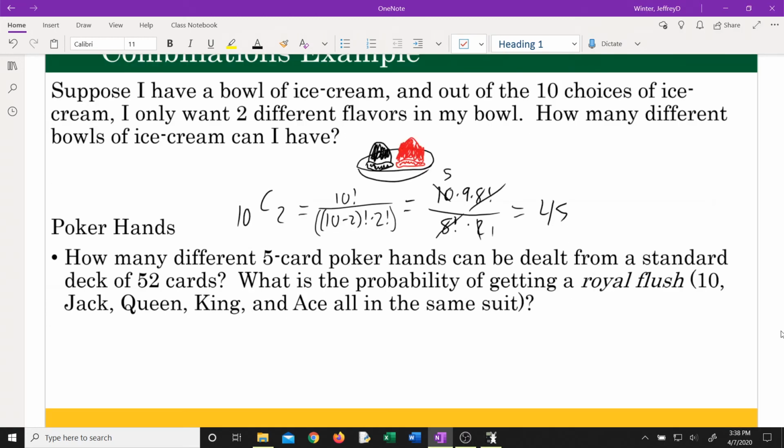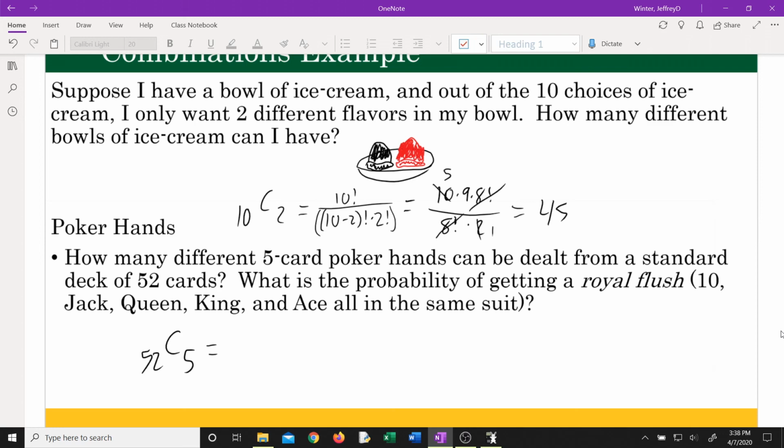With the poker hands, we're trying to figure out how many different 5-card poker hands can be dealt from a standard deck of 52 cards. In poker, I should probably mention that the order does not matter in how you get the 5 cards in your hand, as you can simply rearrange them so that you can see clearly what kind of hand you have. So because the order does not matter, this will end up being 52 choose 5.